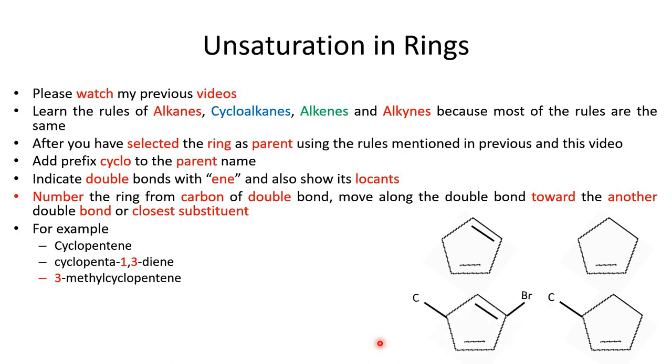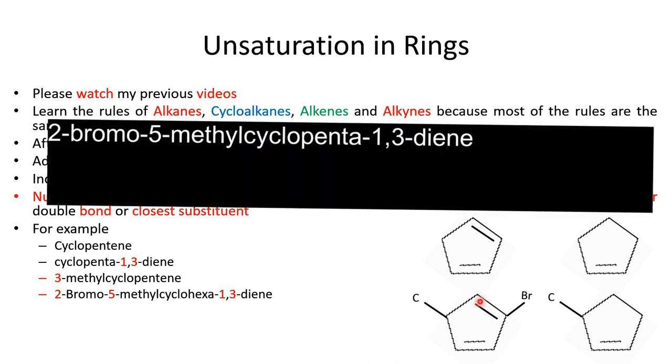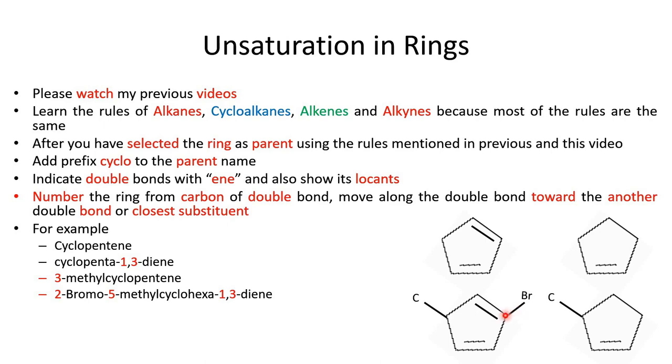What about this compound? It has got 2 substituents and 2 double bonds. The name of this compound will be 2-bromo-5-methylcyclohexa-1,3-diene. Here you will have to start from this carbon of the double bond and lead towards another double bond. So 1, 2, 3, 4 and 5. So bromine will come at position number 2. This methyl will come at position number 5. And these 2 double bonds will get their lowest locants, that is 1 and 3.